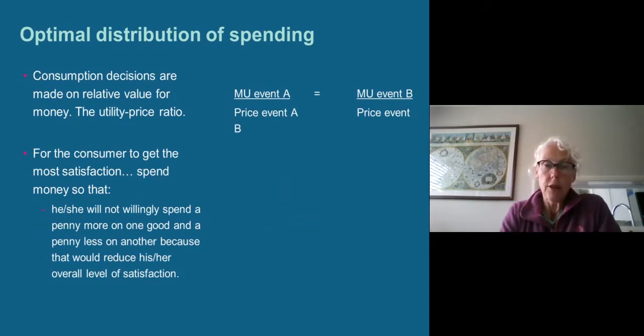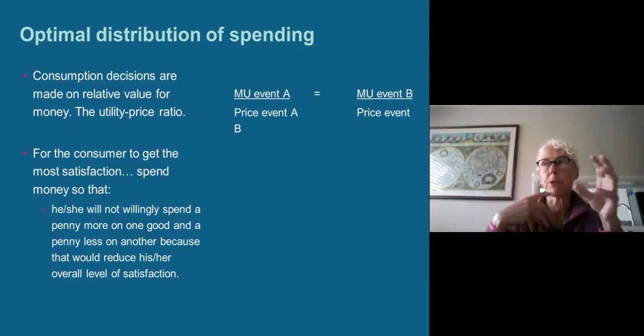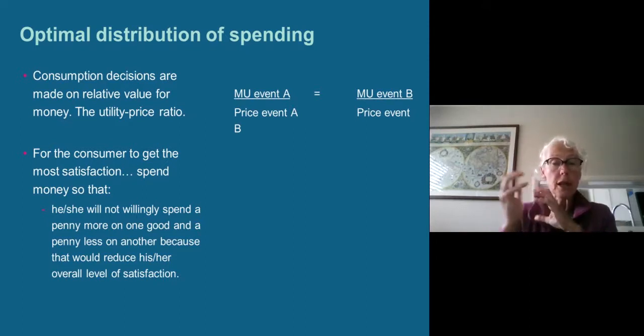So the way this works is we're trying to optimise our distribution of spending. And basically when consumers are making a decision, they're looking at this sort of relative value of money, value for money that we get from things. So this is what's known as the utility price ratio.